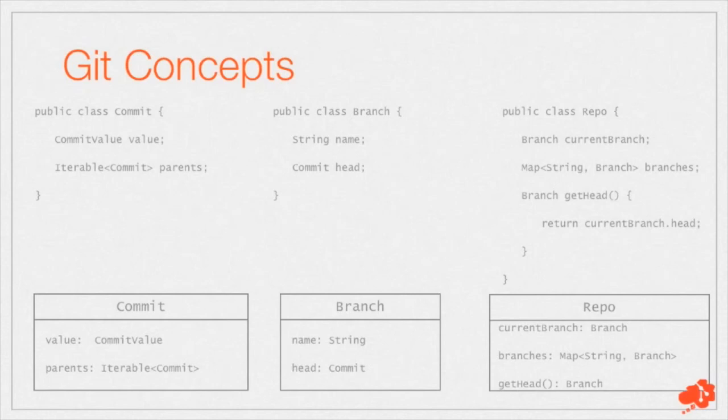And a repo really just has a few small things in it. It has the current branch that you are editing. It has a list of all of the branches keyed by the name of the branch. So actually in this case it's a map, or a hash table is really another way to think about that, so that you can quickly access branches by name. And when you ask for the head of the repo in your current working directory, you can think of it as a function that just returns the current branch's head pointer.